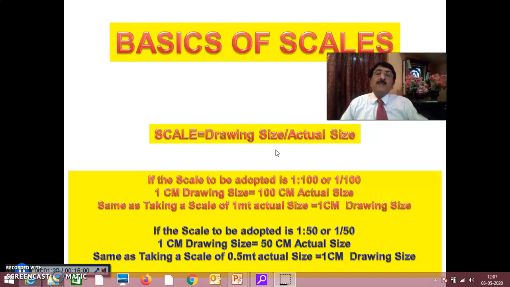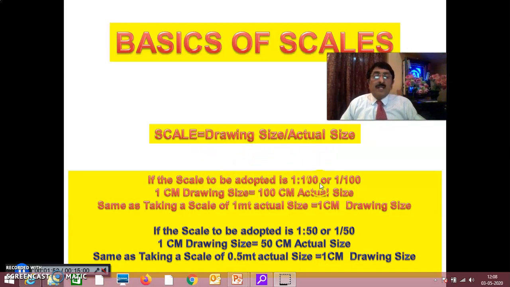Sometimes they say use a convenient scale. When they say convenient scale, you should have a good imagination of what the scale size should be in order to complete the problem. That means scaling is very important here. See here, scale is drawing size by actual size.